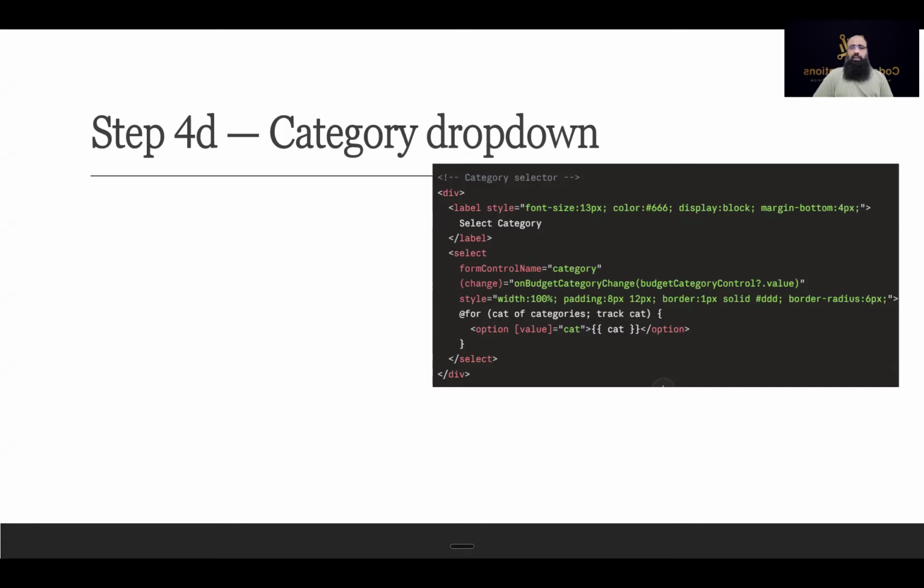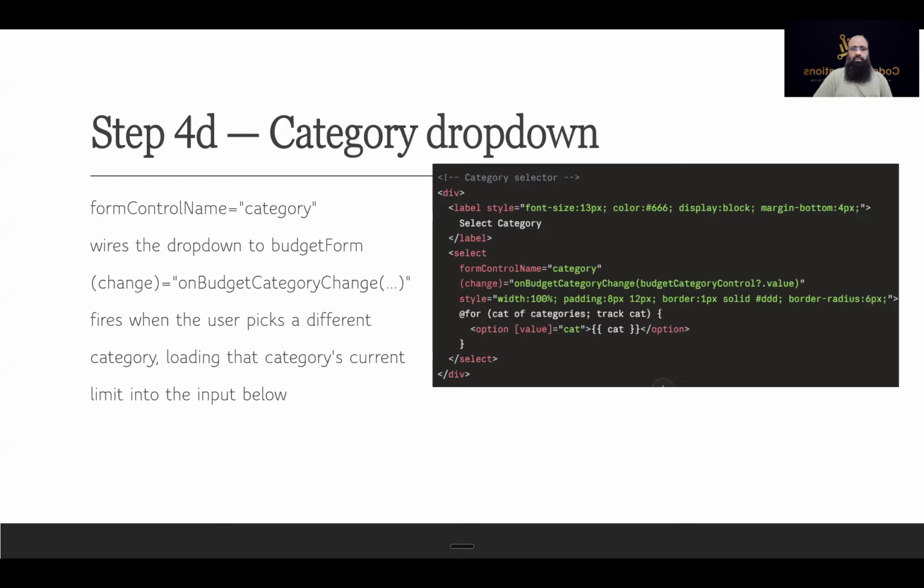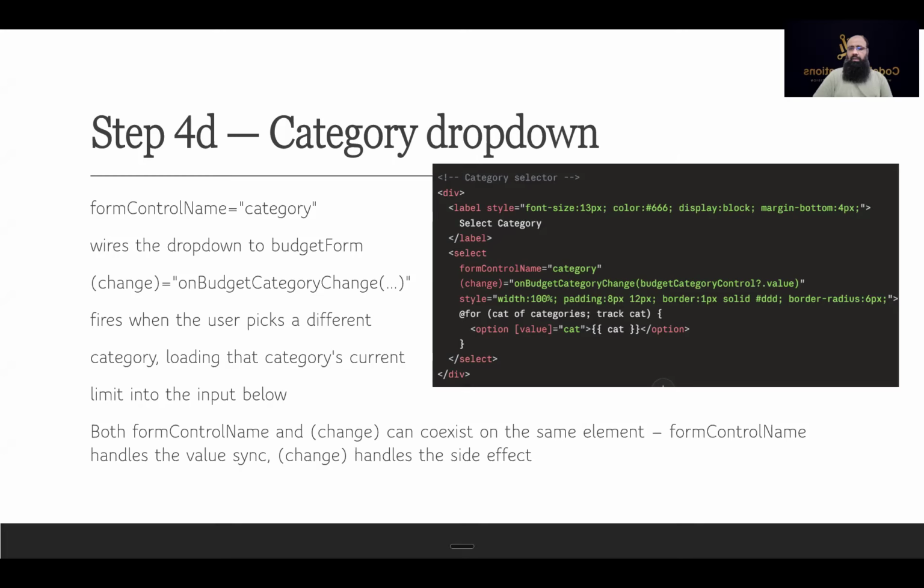Then comes the category dropdown. Within the category selector, we are going to use this select form. You can simply use formControlName with category, and on change is going to call onBudgetCategoryChange, which we have already created. You can see formControlName and change can coexist. So what does it do? The change handles the side effect and the form handles the value synchronization.